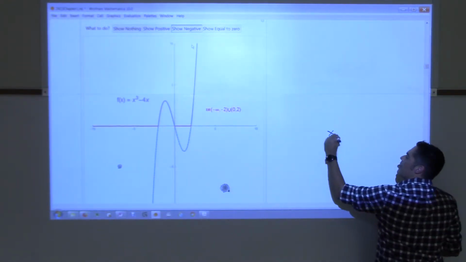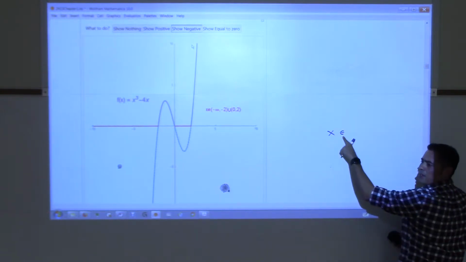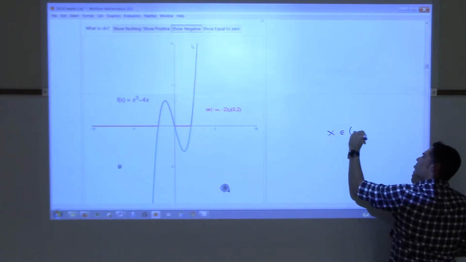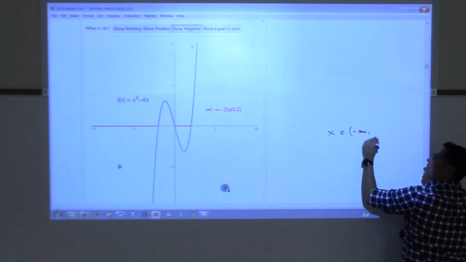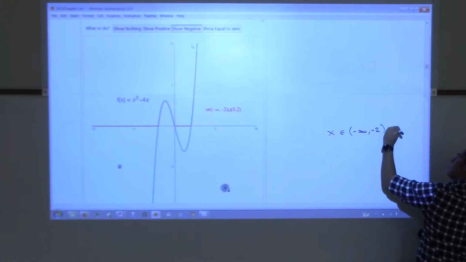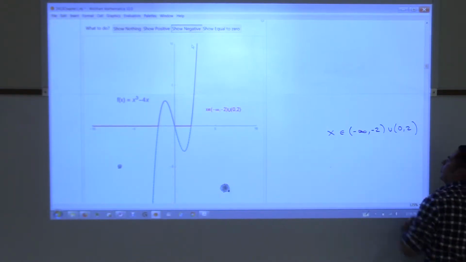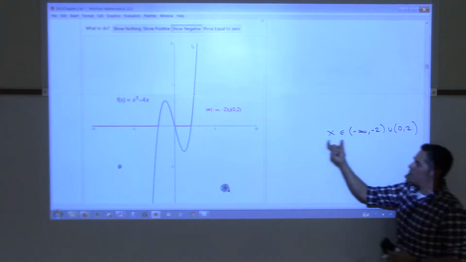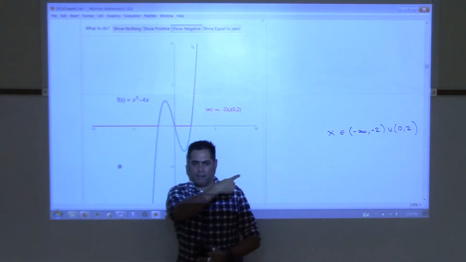I'm going to write that down. x element, that means element of, that's -infinity to -2, union 0 to 2. Okay, that's how I would represent those red intervals.